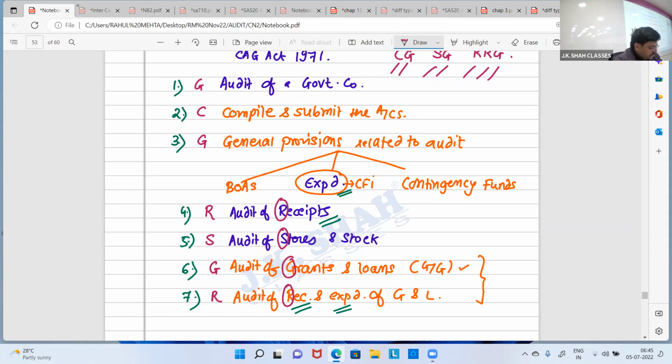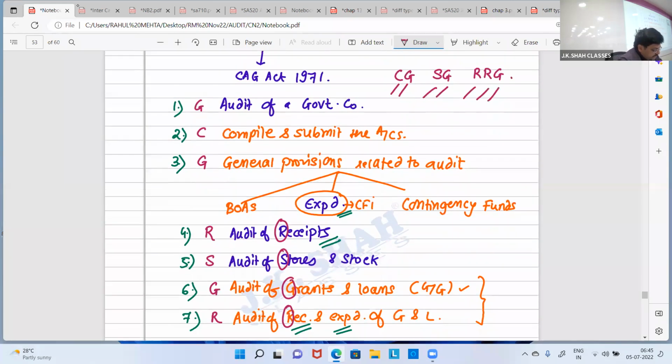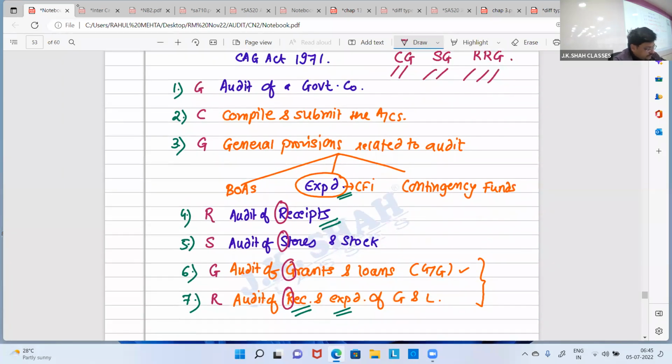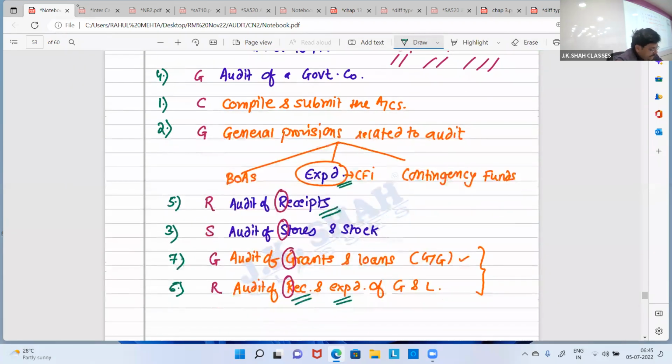Manageable? Finish. Go to the key chart and write. The numbering will be different in the key chart. I'm writing how you have to write in the key chart, the numbers. The key chart: write the duties of the CAG and then CGSDRR.